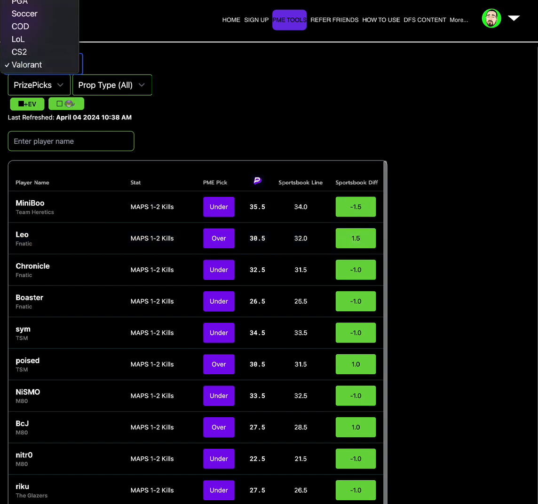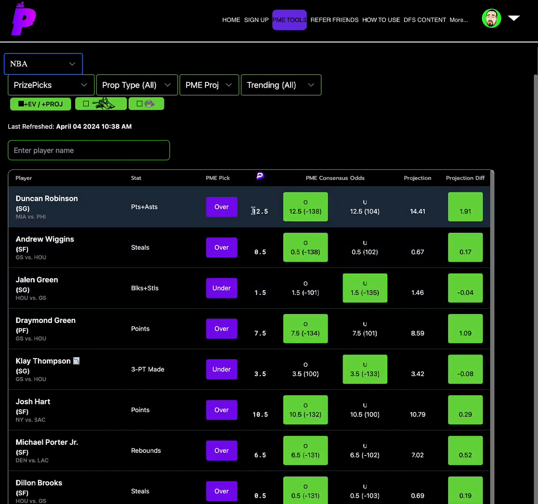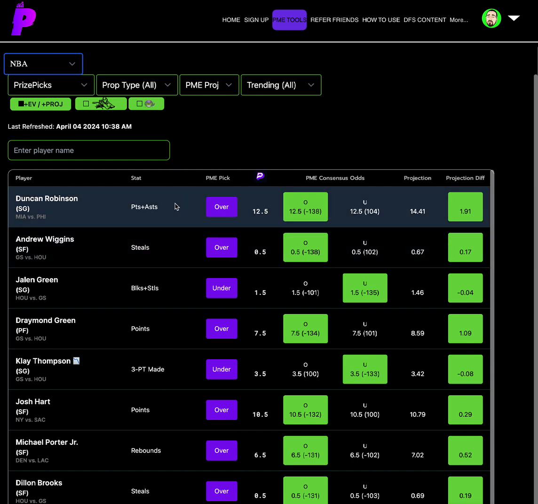All right, let's do a recap. As I said before, things will look a lot more recognizable to you here. As you can see, the James Harden pick that was at the very top is no longer there. He was probably bumped or taken off the board by Prizepicks already. So, Duncan Robinson, points assists, over 12.5, -138 odds on the over. Remember, yes, this is back to a more recognizable version of PME that you guys were used to seeing. But that doesn't mean that these PME consensus odds have changed. These PME consensus odds are still the most accurate you will find in the entire industry. So get these top plays in.